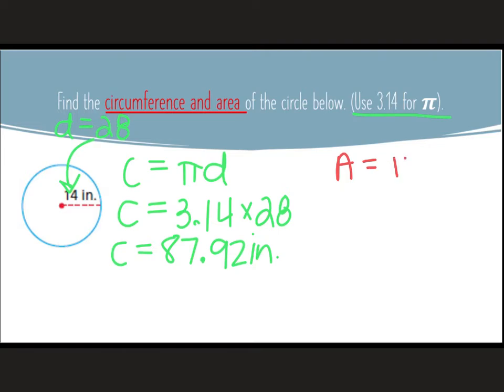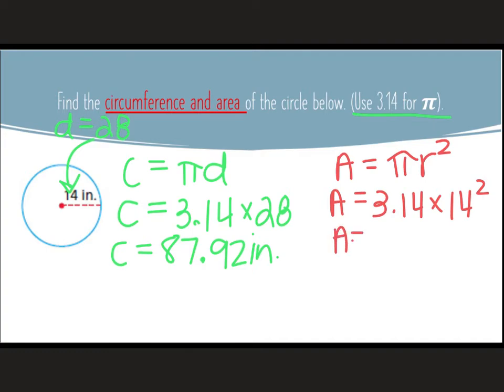Same idea for area. Area is pi r squared. So substitute 3.14 times our radius, which they give us in our image, 14 squared. Multiply 14 times 14 first, then multiply that by 3.14, and you should get 615.44 inches squared for your area.